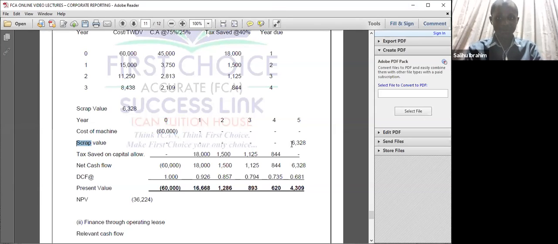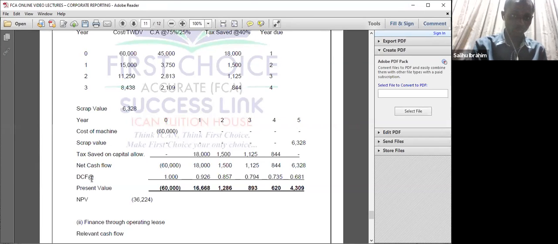Now, scrap value will come at the end of the year. These are the tax saved on capital allowance from year 1, year 2, year 3, and year 4. This gives us our net cash flow. Net cash flow. Discount factor.